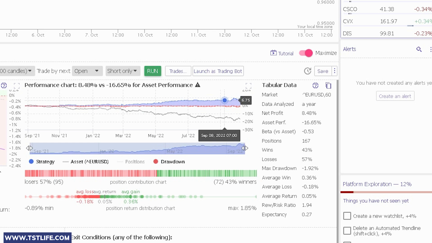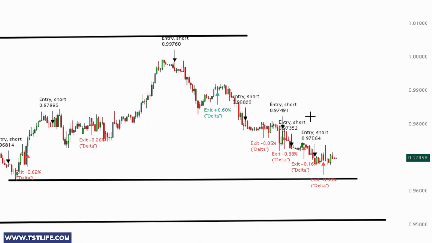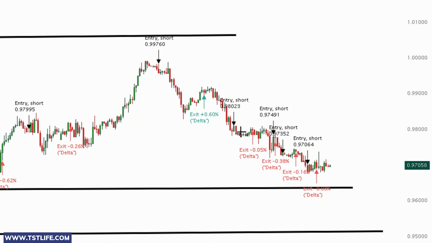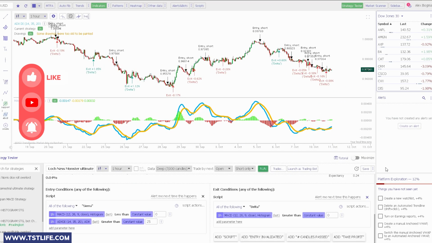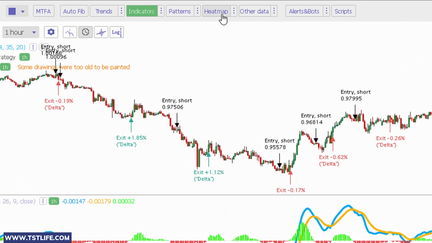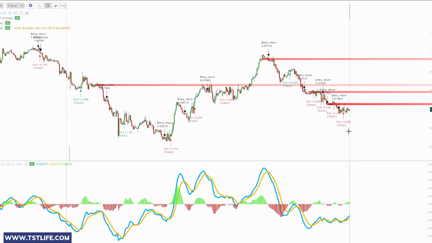Well, the next part that I enjoy doing is analyzing the trades by using major support and resistance levels. Most backtesting tools don't offer this option unless you use a specific technical indicator that automatically draws support and resistance levels on the chart. TrendSpider offers something called heat maps. It tells you when the price is approaching a key level.